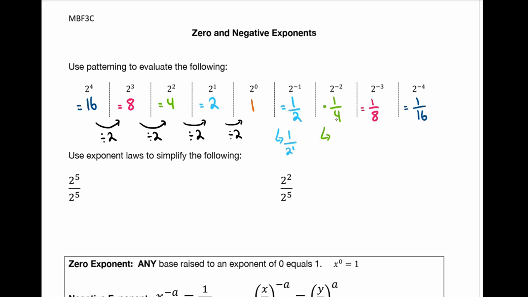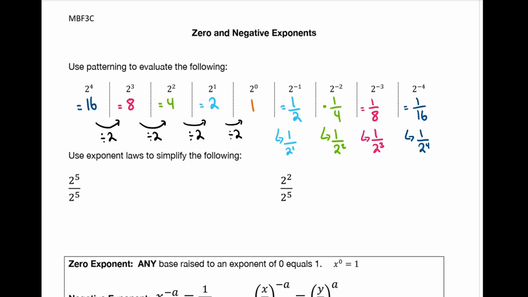2 to the power of negative 2, or 1 quarter, is the same as saying 1 over 2 to the power of 2. 2 to the power of negative 3, 1/8, is the same as saying 1 over 2 to the power of 3. And lastly, 2 to the power of negative 4, or 1/16, is the same as saying 1 over 2 to the power of 4. So hopefully we're beginning to see what the rule is, or what the pattern is when we have negative exponents.